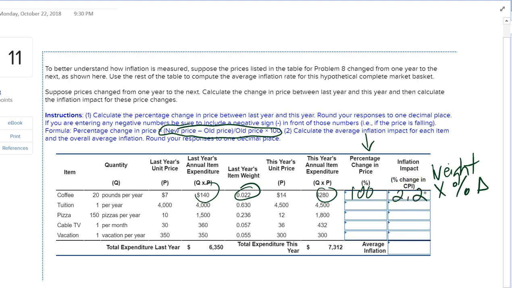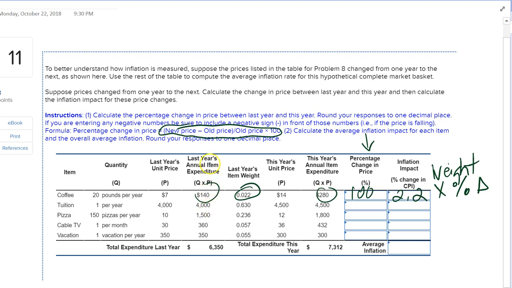So the math on that one's nice and easy because of the round numbers, but that's how you do it. So on the next one, we'll calculate the change in price. I have to get this right. Change in expenditure, excuse me.